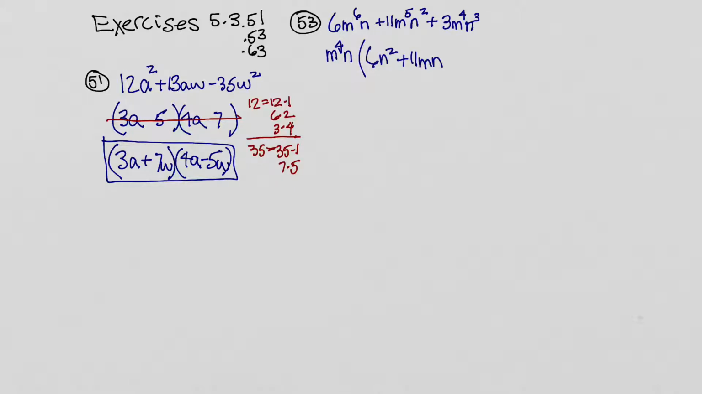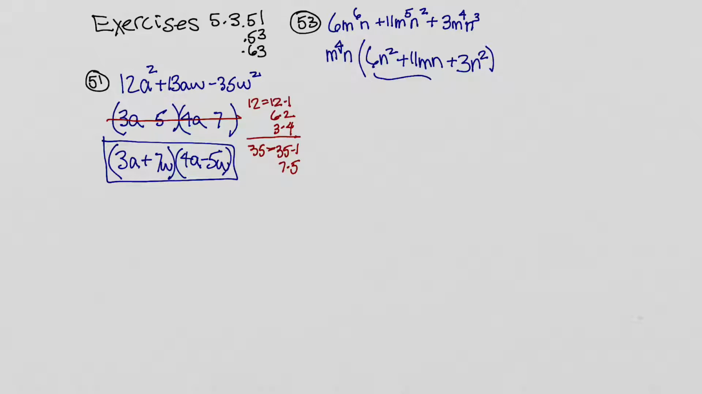And then in our last term here, we're going to have a plus 3. And now there were 4 m's. We took out all 4, so the m's are gone. But we had 3 n's. We removed only 1, so there's going to be 2 of those left.